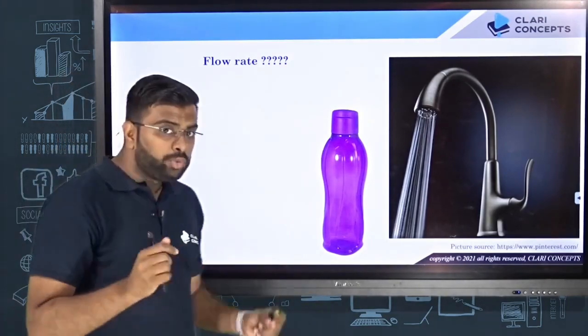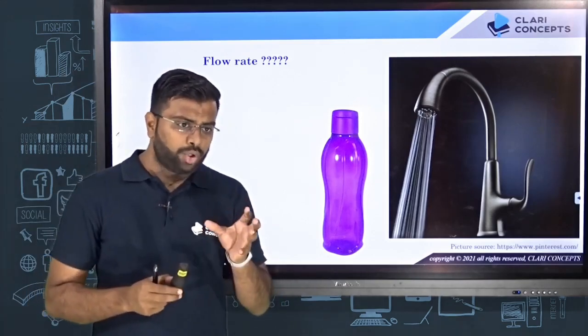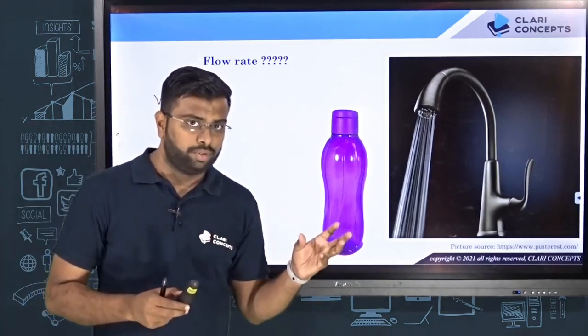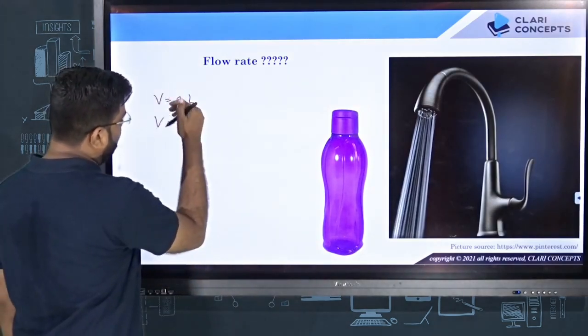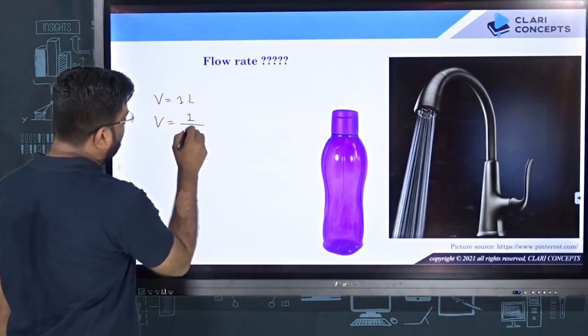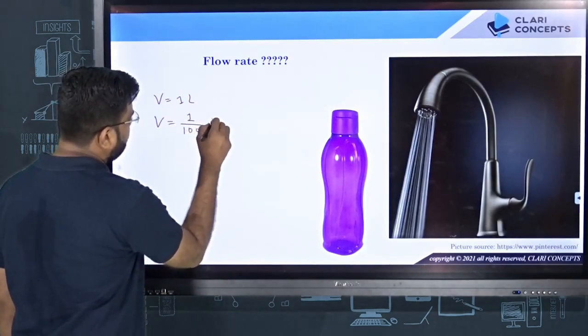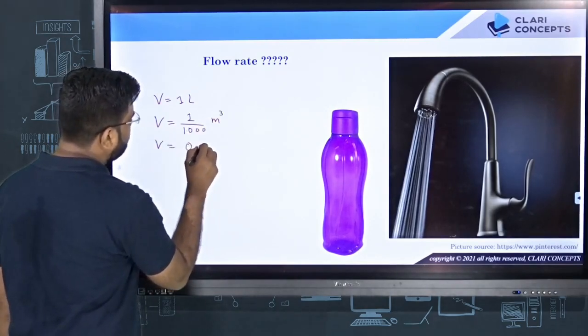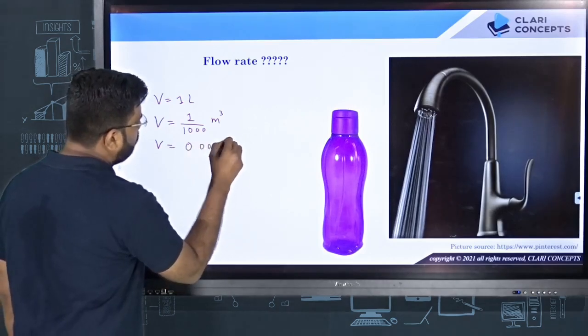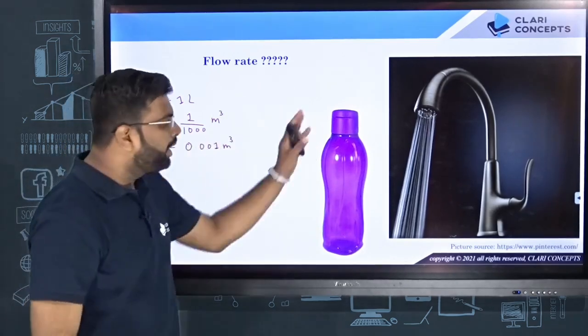And I hope at this point you are aware of how to convert liter into meter cube. If you want to convert liter into meter cube, you need to divide the value by a factor of 1000, isn't it? So the volume is how much? 0.001 meter cube. So this is the volume of this bottle. It is empty, entirely empty.